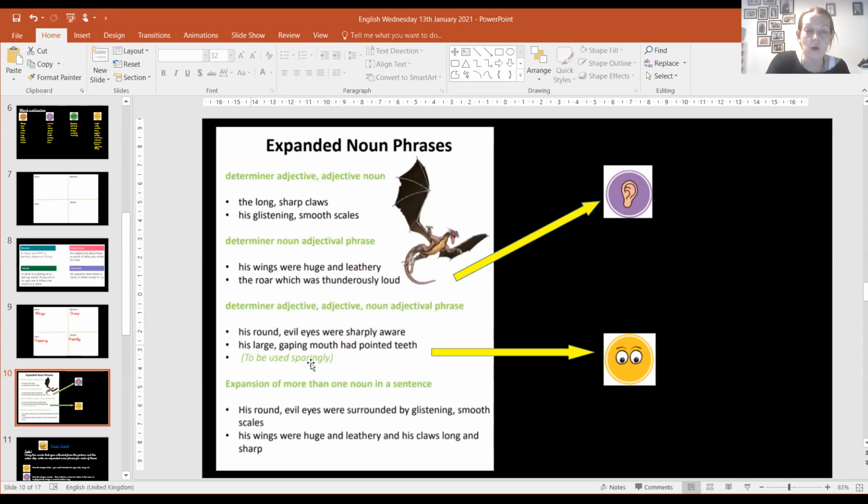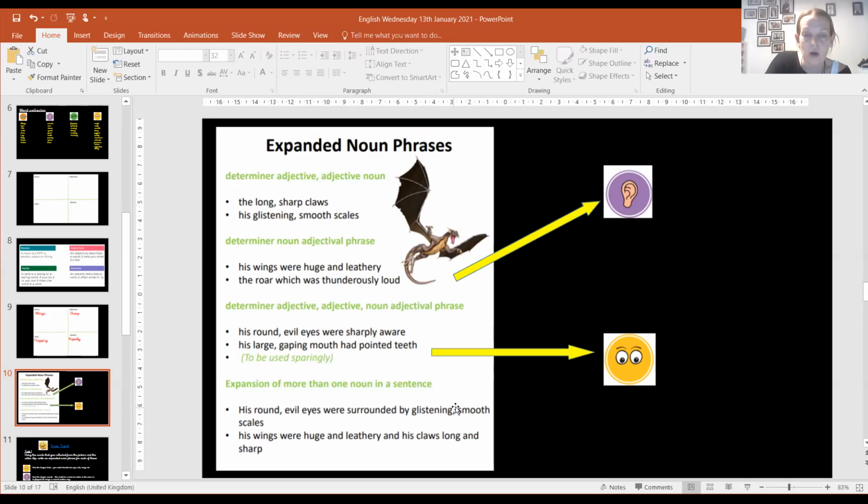So these are quite long, and they shouldn't be used all the time because you would have a lot of adjectives in one place, and sometimes it can be too much. So you'd use these maybe once in a paragraph or in a few paragraphs, maybe once. So his round evil eyes were sharply aware. His large gaping mouth had pointed teeth. So you've got an adjective to describe that noun and an adjective to describe that noun.